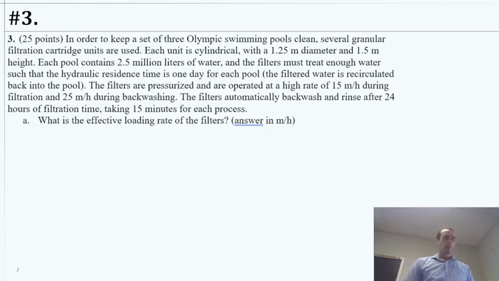All right, so then problem 3 says, in order to keep 3 Olympic swimming pools clean, several granular filtration cartridge units are used. Each unit is cylindrical with 1.25 meters in diameter and 1.5 meters height. The pool contains 2.5 million liters of water, each pool, that is. The filters must treat enough water such that the hydraulic residence time is 1 day for each pool. So basically, we're cycling one full volume of the pool every day.